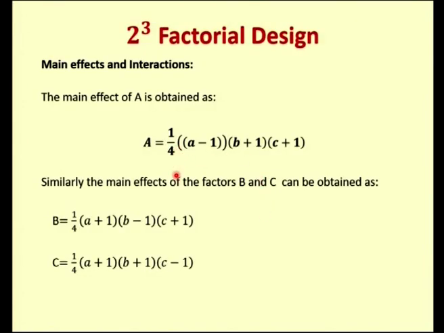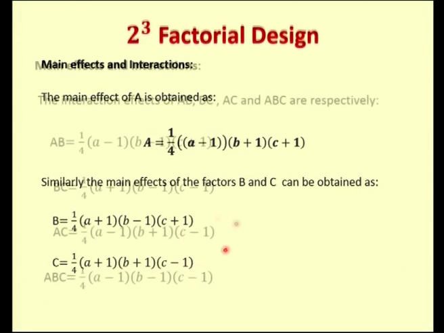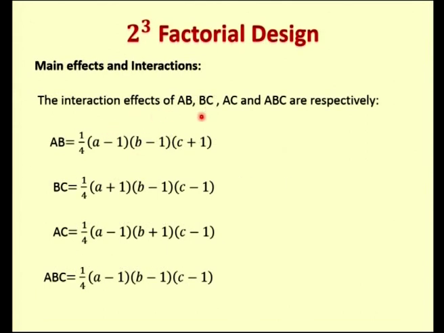So, the main effect of A is obtained as the average of all these 4 simple effects. Finally, we get 1 by 4 of (A minus 1)(B plus 1)(C plus 1). In the same manner, we can obtain the main effects of B and C: for B it is 1 by 4 of (A plus 1)(B minus 1)(C plus 1), and for C it is 1 by 4 of (A plus 1)(B plus 1)(C minus 1) respectively. The interaction effects AB, BC, AC and ABC are obtained as, for AB, 1 by 4 of (A minus 1)(B minus 1)(C plus 1), and similarly for BC, AC and ABC.